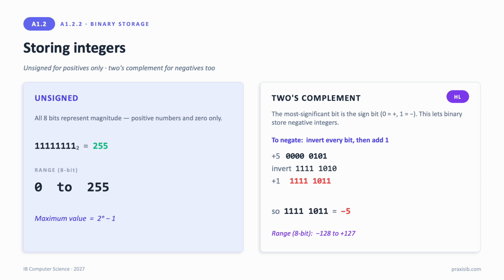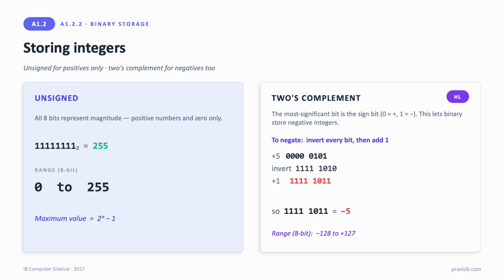To actually create a negative number, you follow 2 steps. First, write out the positive version in binary. Second, flip every single bit. Every 0 becomes a 1 and every 1 becomes a 0. And then add 1 to the result.